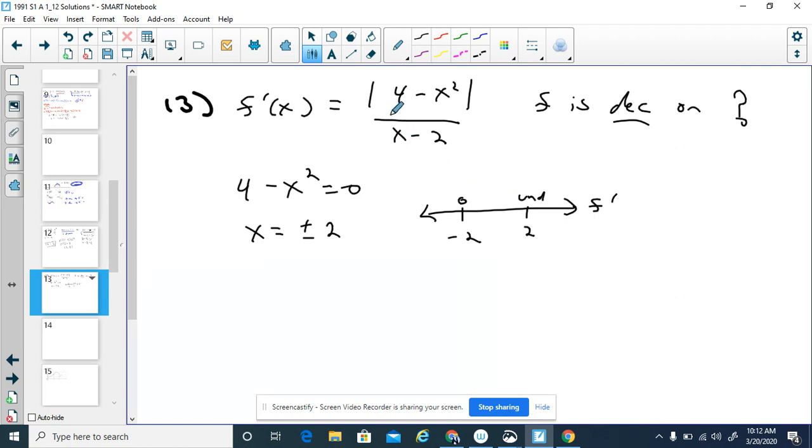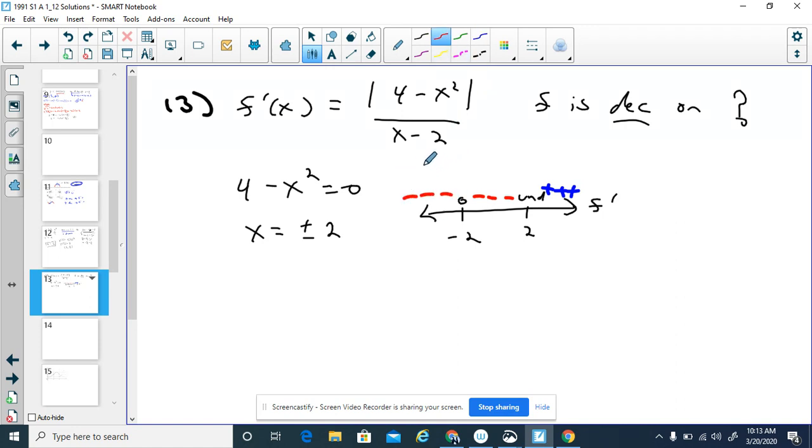And then you just test, right? So what are you going to test? Well, maybe I'll test 0. If I test 0, the top is positive. In fact, the top will always be positive because there's an absolute value there. And the bottom, 0 minus 2, is negative, so positive divided by negative is negative. If I test 5, again top is positive, 5 minus 2 is positive, so you get positive. And if I test, say, negative 5, top's still positive, the bottom would be negative 5 minus 2, which is negative. So positive over negative is negative. So we got that going on.